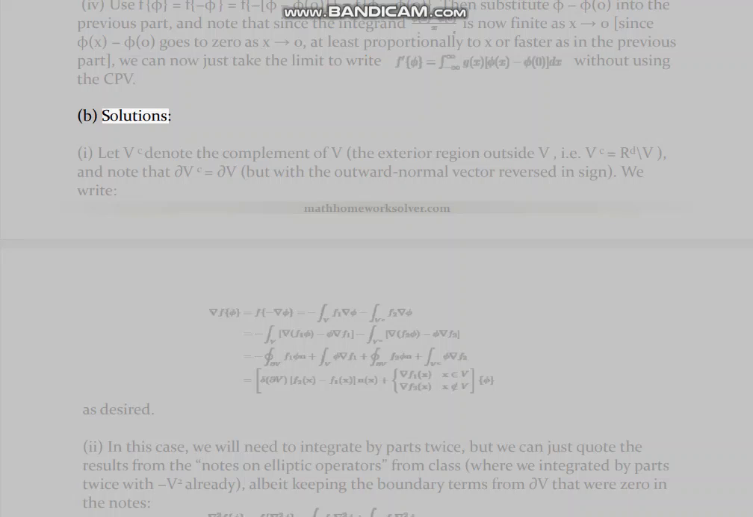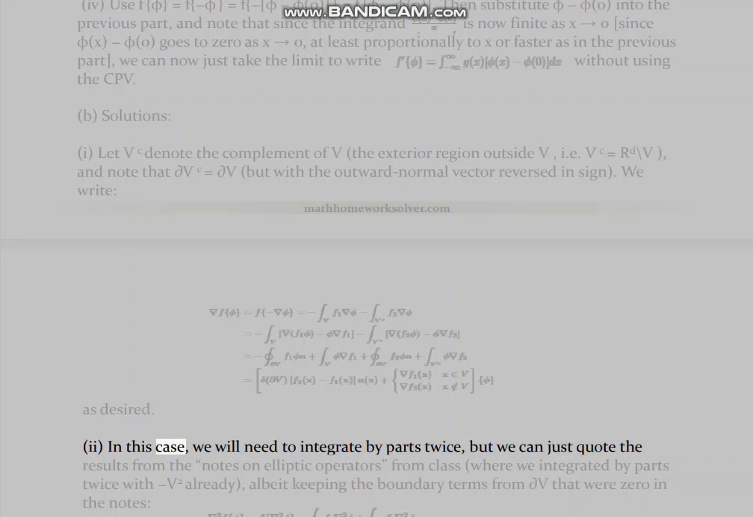B. Solutions. 1. Let V^C denote the complement of V, the exterior region outside V, i.e. V^C equals R^D minus V, and note that ∂V^C equals ∂V, but with the outward normal vector reversed in sign. We write the result, MathHomeworkSolver.com, as desired.